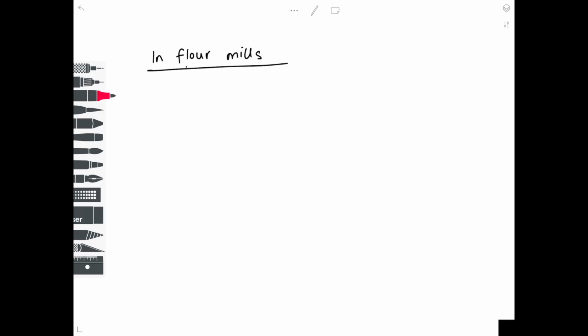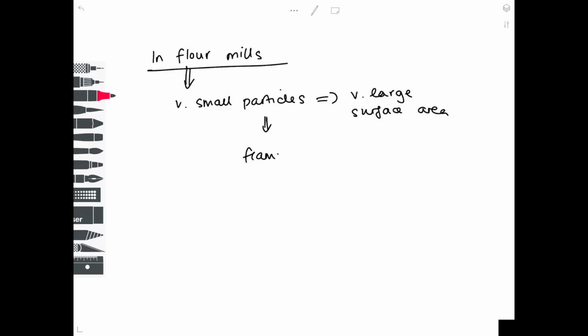So what you find here is obviously with the flour, you have very small particles. And as we've just learnt in rates of reaction, very small particles have a very large surface area. Coupled with that is that these particles are flammable, which means they set alight easily.